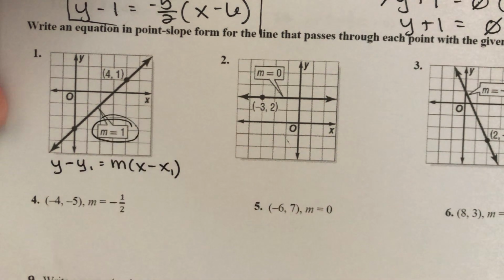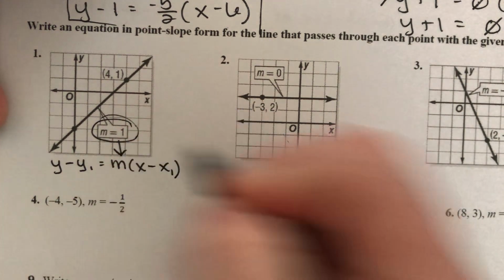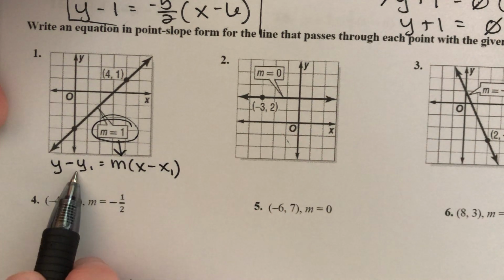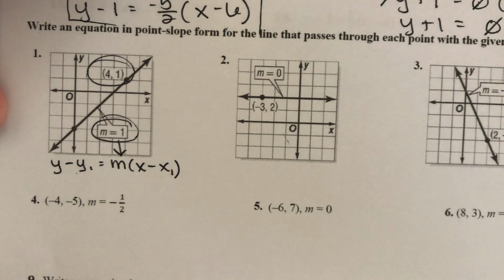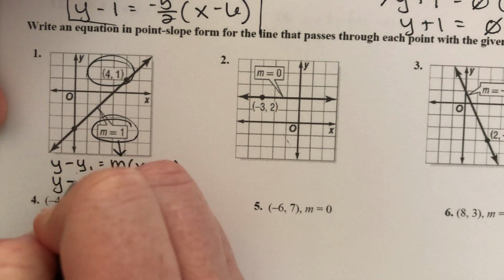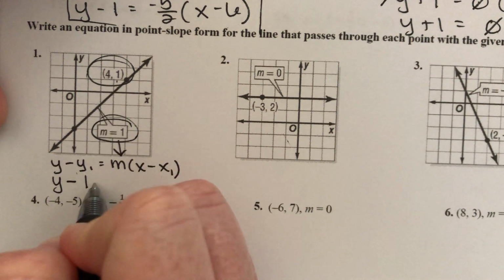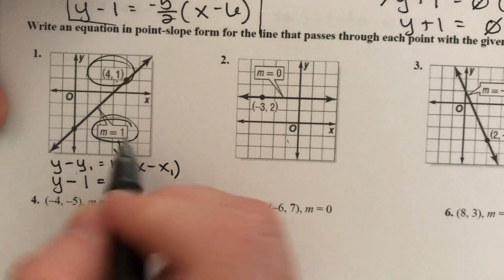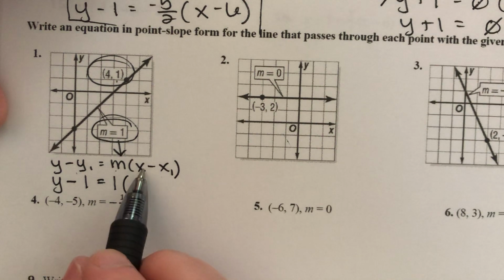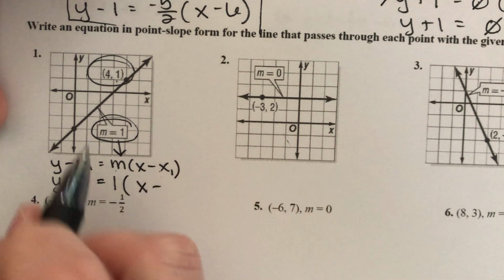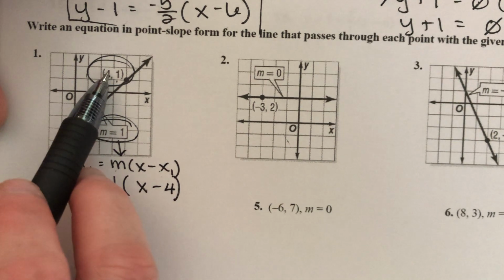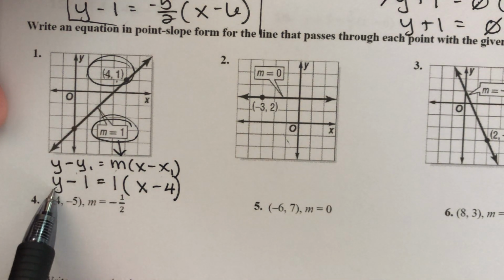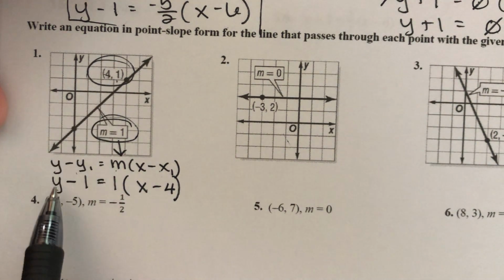Here, m is 1, so that's going to go here. And my x1, y1, is 4 and 1, right? So x is 4, y is 1. So I'm going to write y minus 1 equals m, which is 1, times x minus 4. Don't put the number here for your point, don't put it first. Like this 1 never goes first.